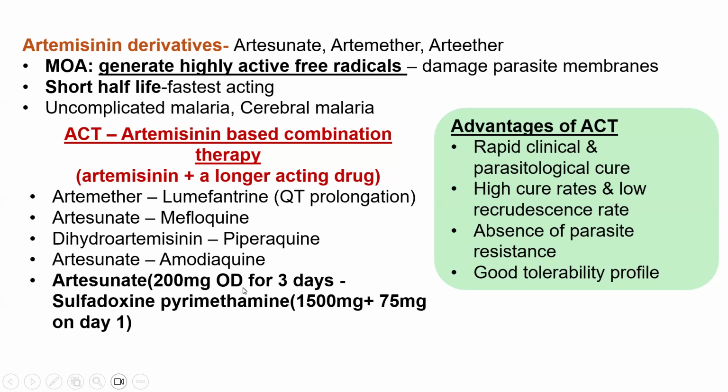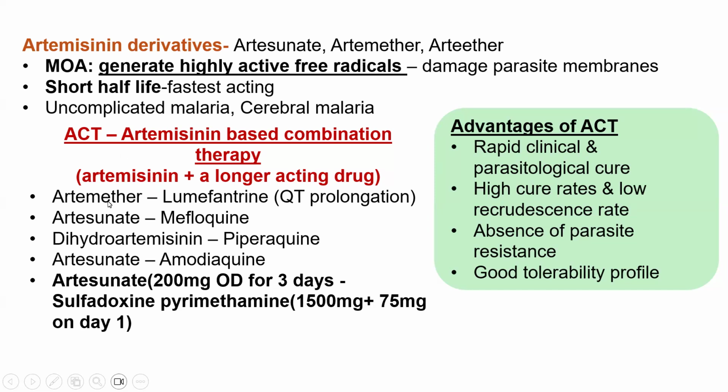So what are the combinations commonly used? I have highlighted the one commonly used in India: artesunate plus sulfadoxine pyrimethamine. Artesunate 200 milligram OD for 3 days, and sulfadoxine pyrimethamine 1500 milligram plus 75 milligram on day 1. So this is the common combination used in our country.